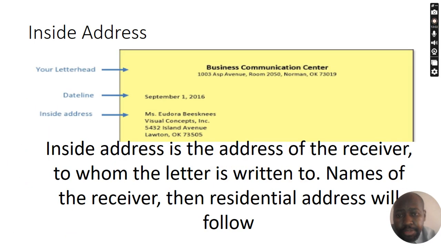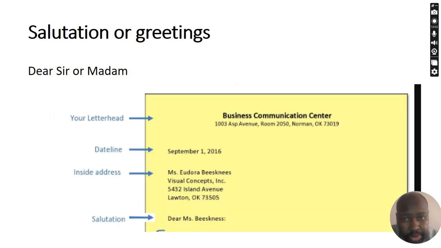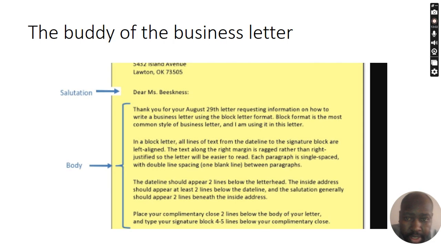Okay. After you've put the date, you'll put the inside address. The inside address is the address of the receiver to whom the letter is written, the name of the receiver, the residential address, and all that. A salutation line is when you say, "Dear Mr. Bongani, dear Mr. whoever." After the salutation line, you can insert the subject line. Some call it something else, I forgot the name, but let us call it the subject line for now.